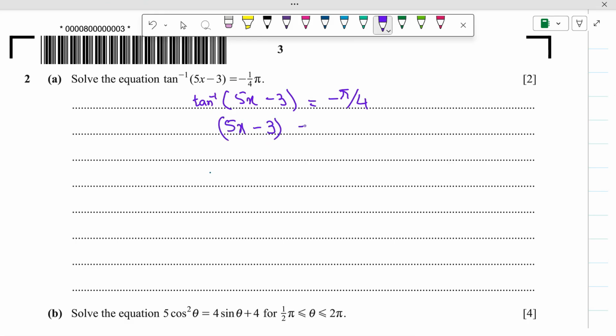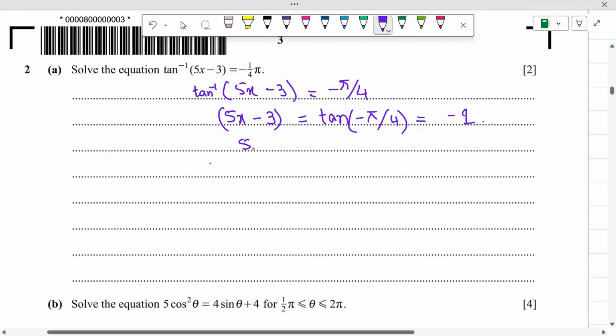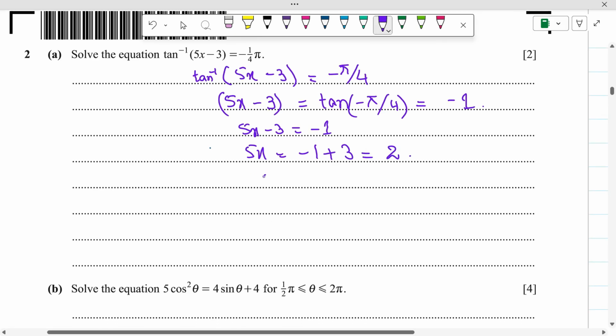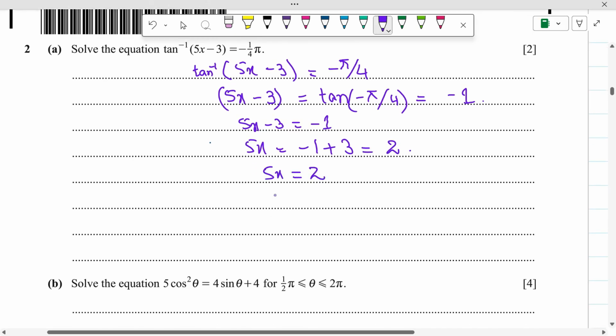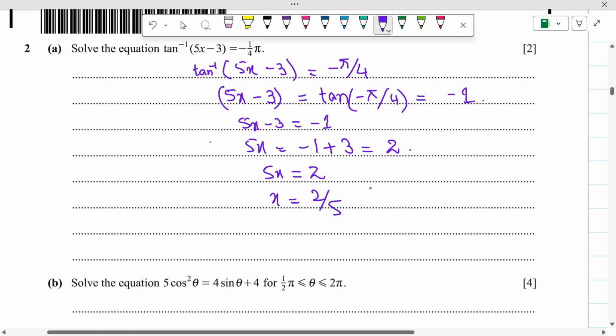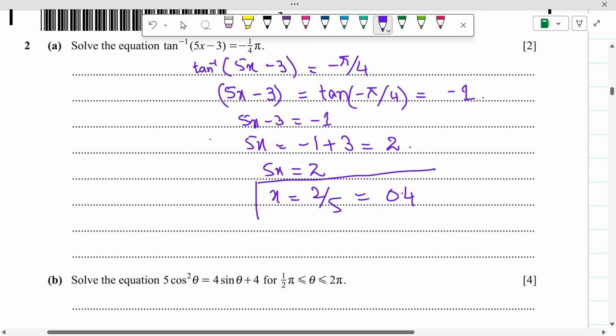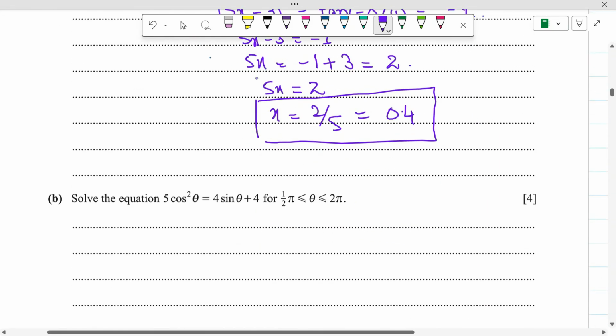so 5x minus 3 is equal to tangent of negative pi by 4. And by using a calculator, you will find that tangent of negative pi by 4 is negative 1. So we can say that 5x minus 3 equals negative 1, and 5x is equal to negative 1 plus 3, which is equal to 2. So we have 5x equals 2, and x is equal to 2 over 5, which is also equal to 0.4. So this is the solution of the given equation.